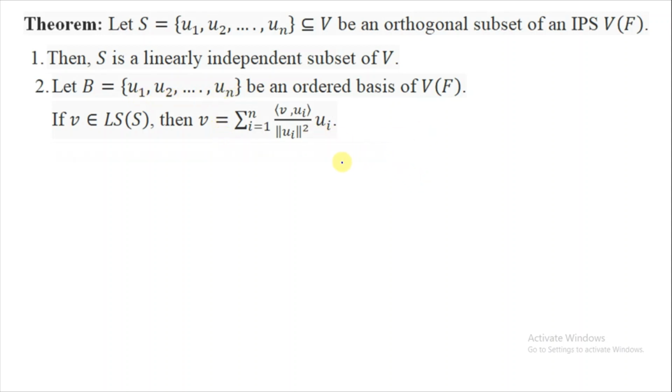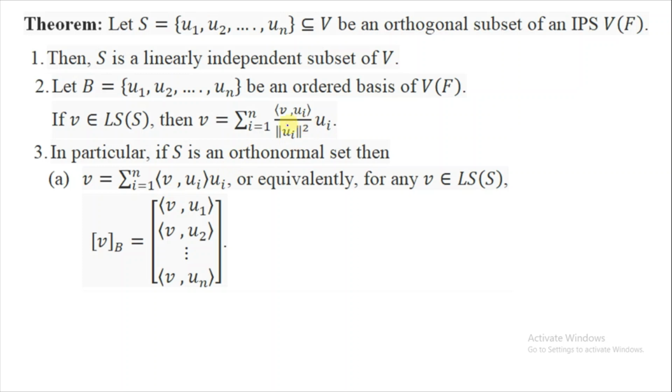Now in particular, suppose this is an orthonormal set. Orthonormal means that the length is 1. Since the length is 1, V is the sum of the inner product of V, Ui times Ui. Or equivalently, for any vector in the linear span, the coordinates of the vector with respect to basis B are the inner products V comma U1, V comma U2, and so on. Like this one. I will give you an example on this.